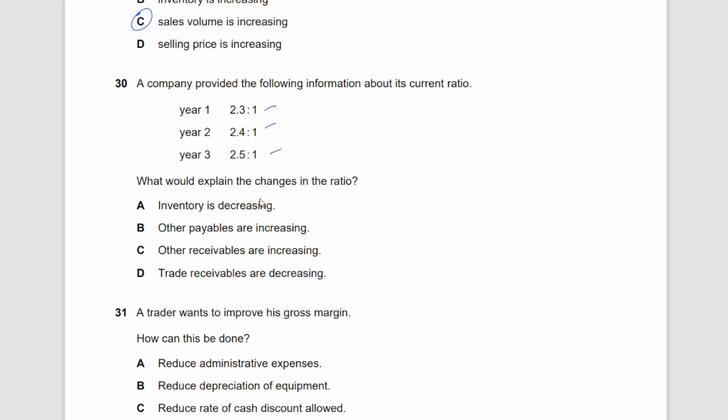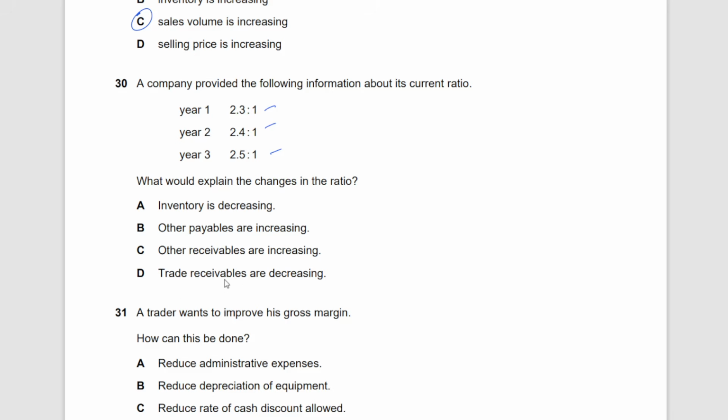Inventory is decreasing. We're talking about current ratio. Inventory is decreasing. That does not have any impact on that. Other payables are increasing. No, that would actually lead to lower or worse current ratios. We're getting better. Other receivables are increasing. Trade payables are decreasing. Look, trade receivables are decreasing.